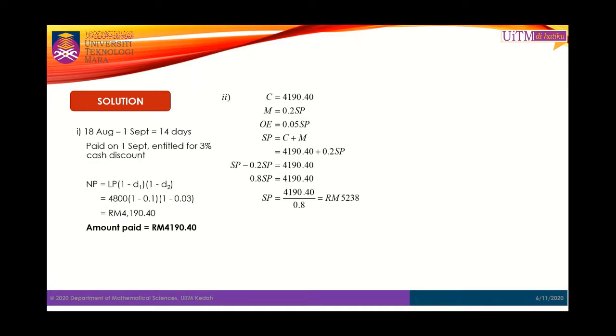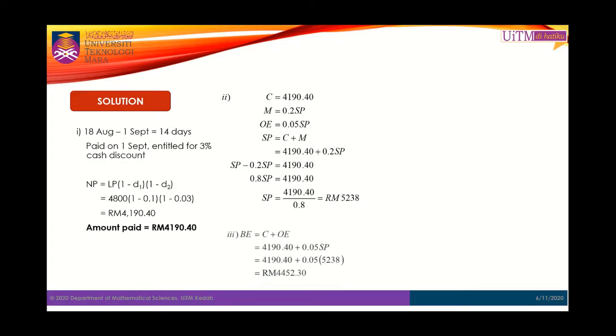So substituting the information available, you have C equal to 4190.4 plus 0.2 SP, and solving for SP you get 0.8 SP on the left side. Moving the 0.8 to the right hand side, it becomes divided by 0.8. So you found that the selling price is equal to 5,238 ringgit. Okay, so that is the selling price of the items.